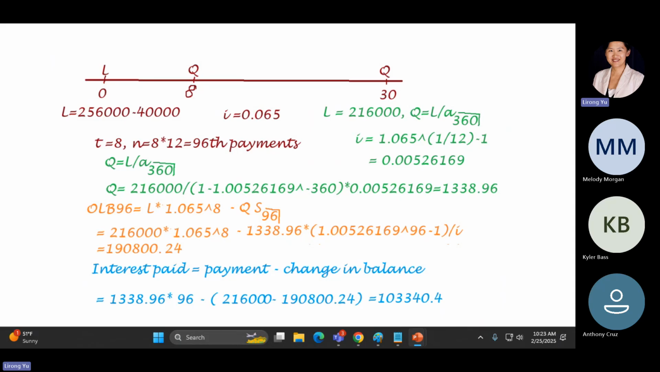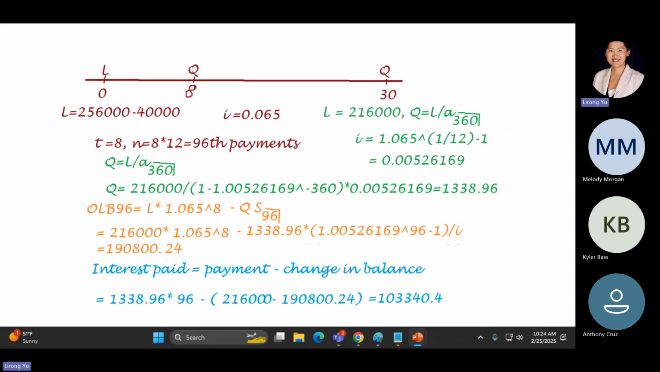And then the change in their balance. They originally owed 216,000. That was the loan amount. Now, by the time they reach T8, what is their outstanding balance? It is 190,800.24. If you subtract these two, that's how much they reduced their balance.